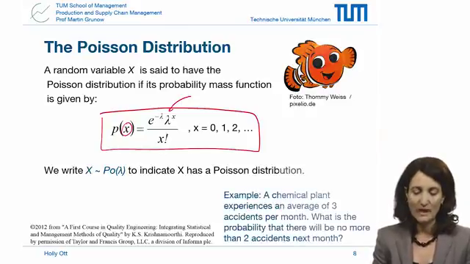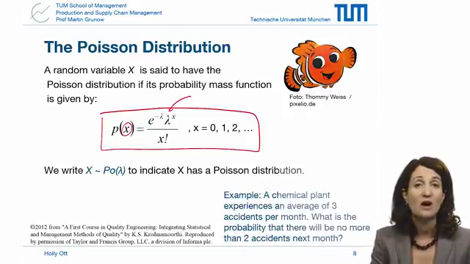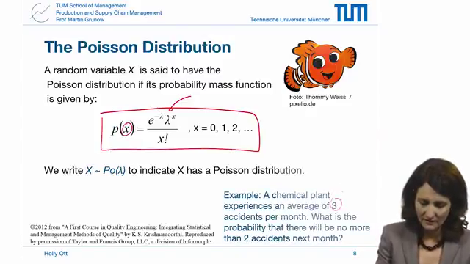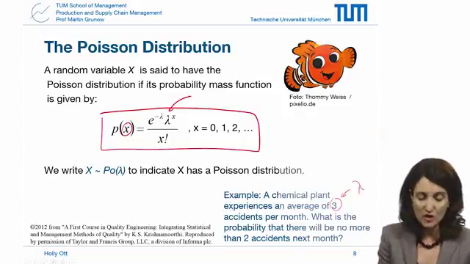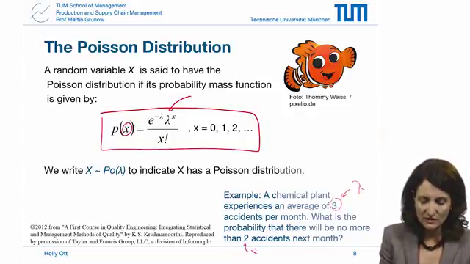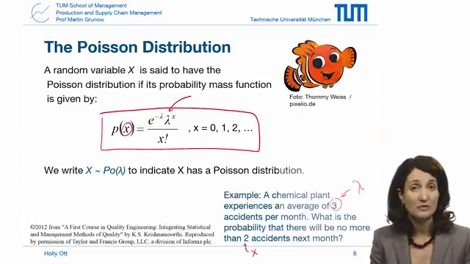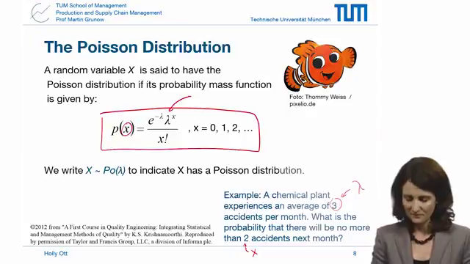So for example, a chemical plant experiences on average 3 accidents per month. So here we have our lambda variable. What is the probability that there'll be no more than 2 accidents next month? Then we can use our Poisson distribution for lambda.